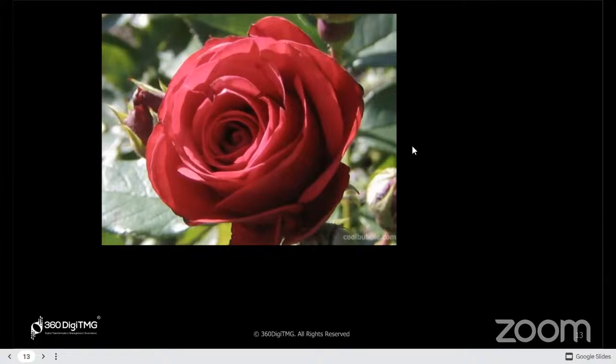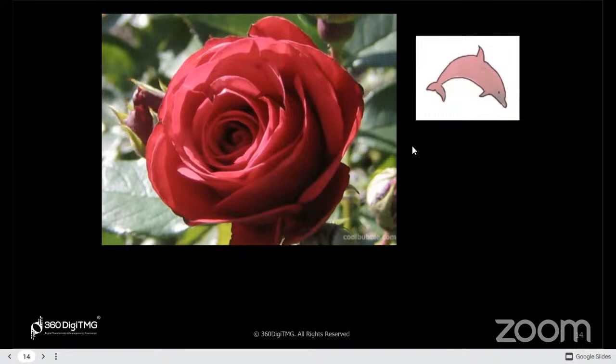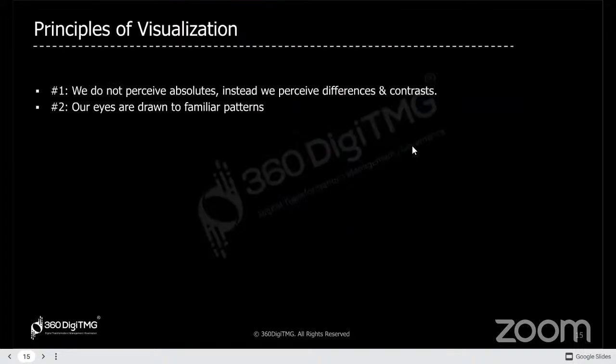Do a double check, triple check if necessary, because once you send the report, once they've seen it, there is no unseeing it. Okay, because again, our memories are quite strong. So we do not perceive absolutes. Instead, we perceive differences and contrasts. Our eyes are drawn to familiar patterns.